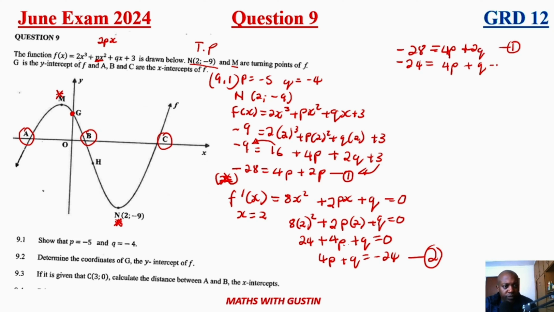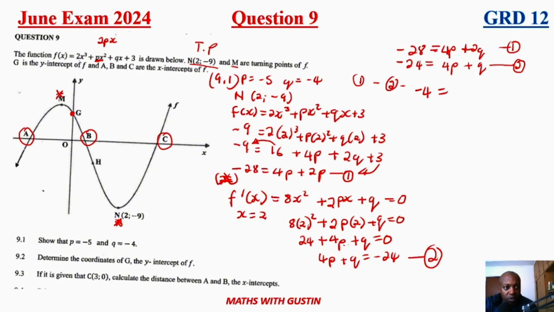This is q there, and then that's equation number 2. So what we can do here in this case, we can say equation number 2 minus equation number 1, or equation number 1 minus equation number 2. It doesn't matter. So let's just say equation 1 minus equation 2. So it's going to be negative 28 minus 24. So the answer will be negative 4.